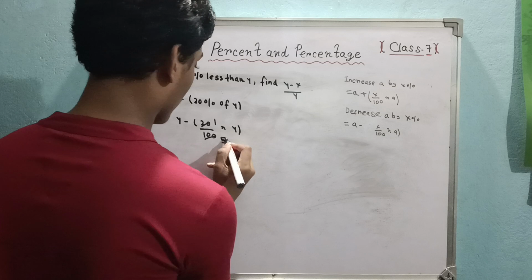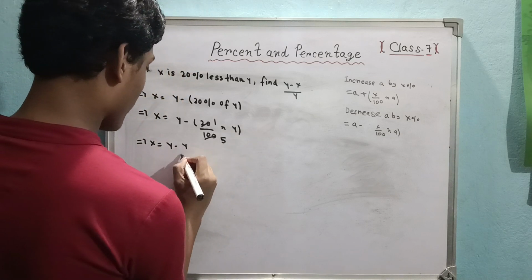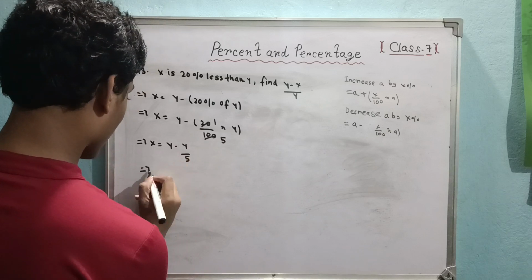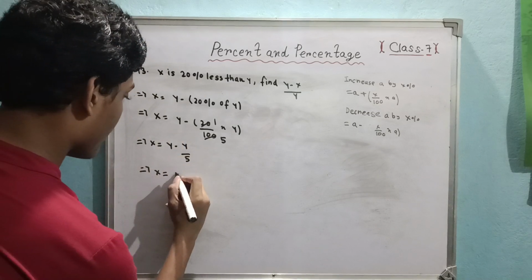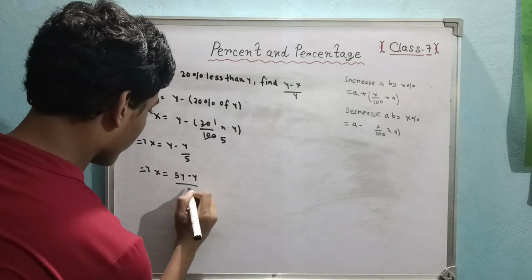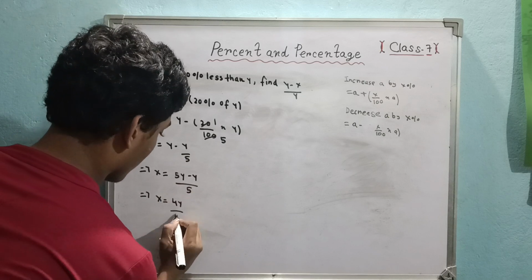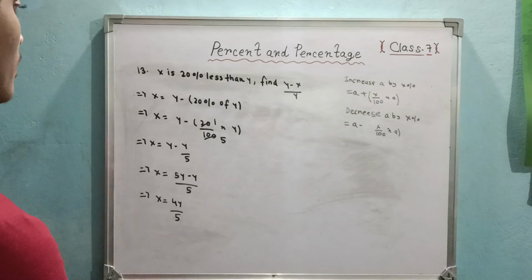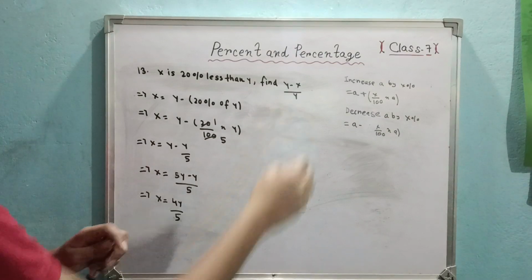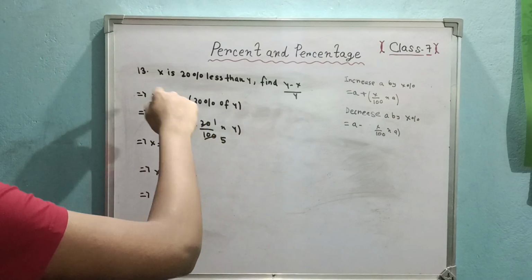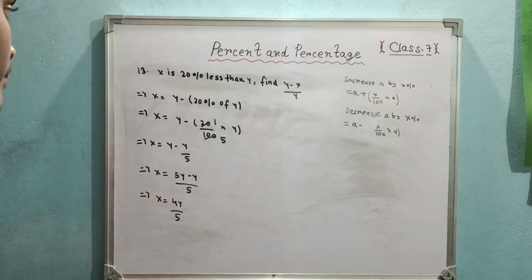So our x will be equal to y minus y by 5. Or x will be equal to, let's take the LCM here. So 5 is the LCM, so equal to 5y minus y by 5. So x will be equal to 4y by 5. Now we got the value of x by doing this. x equal to 20% less than y means y decreased by 20%, which is y minus 20% of y. And from here we got the value of x as 4y by 5.